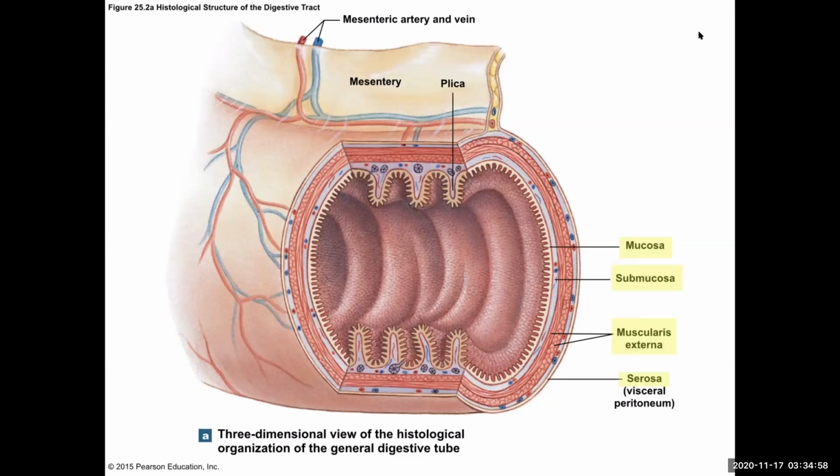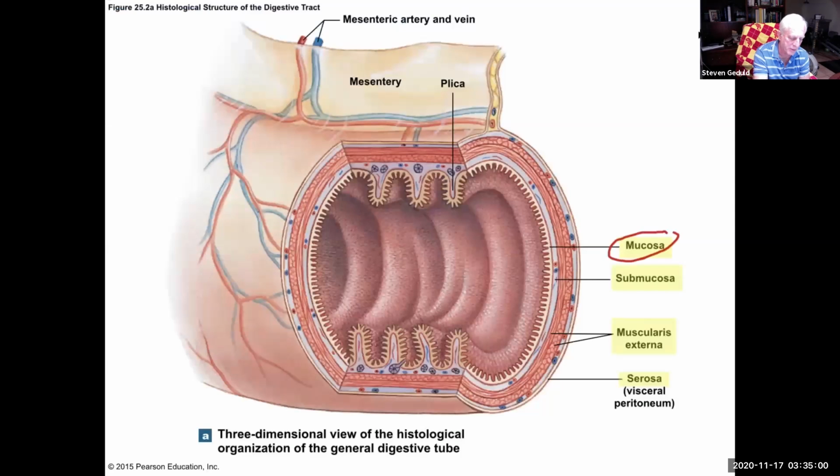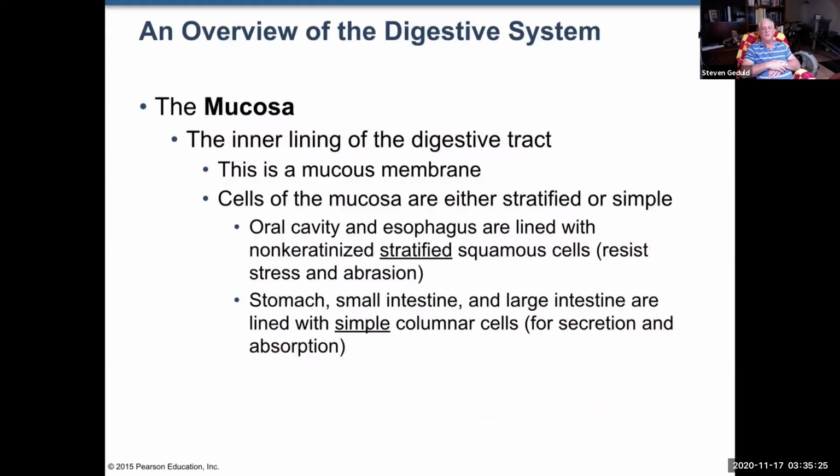All right, so the inside is the mucosa. This is your inner lining right here. Your submucosa is the layer below that, connective tissue. Your muscularis externa, like I said, is your smooth muscle around your gut. And the serosa is your visceral peritoneum, surrounding the organ. That's the outside section, your serosa. Okay, so the mucosa, inner lining of that digestive tract. This is a mucous membrane.